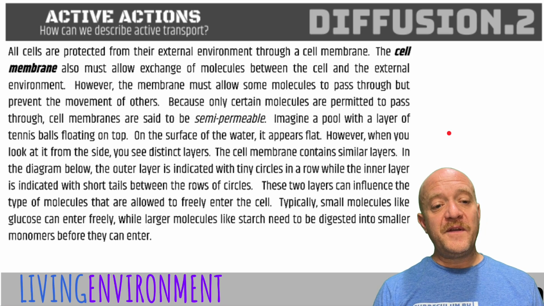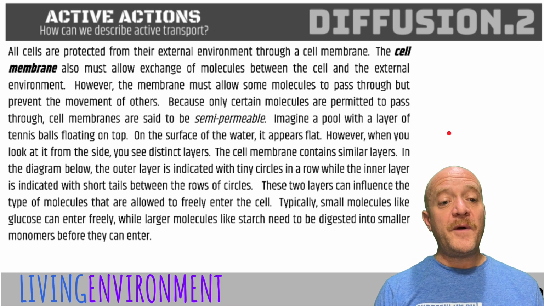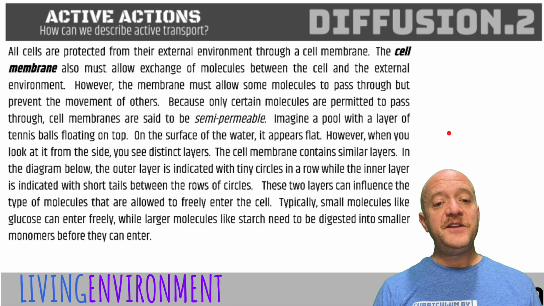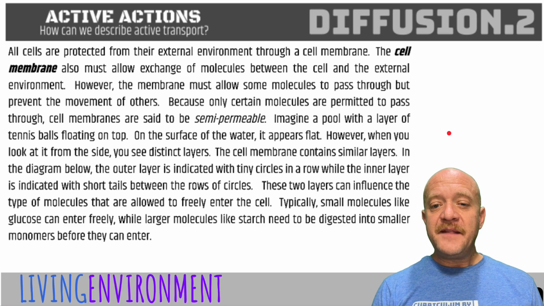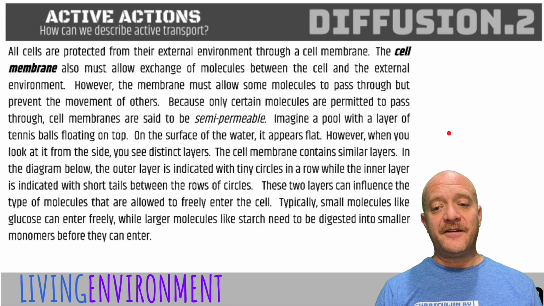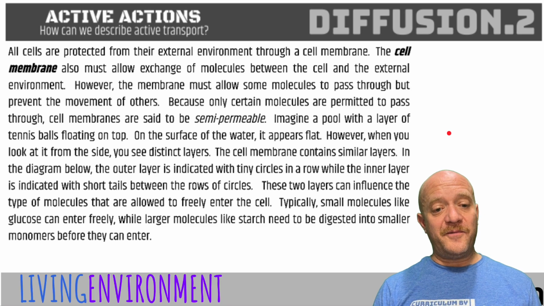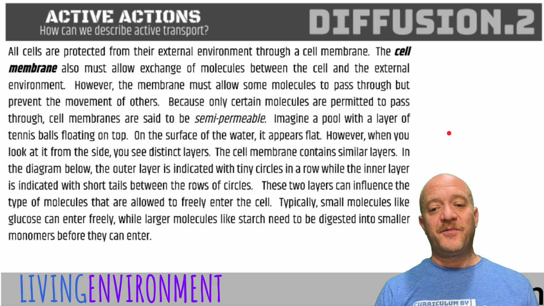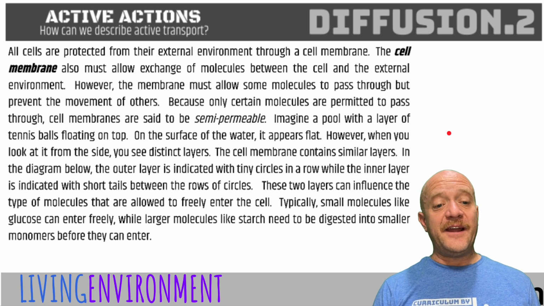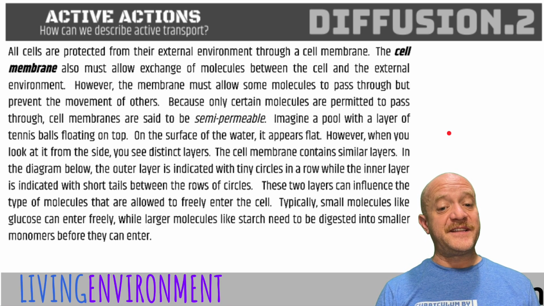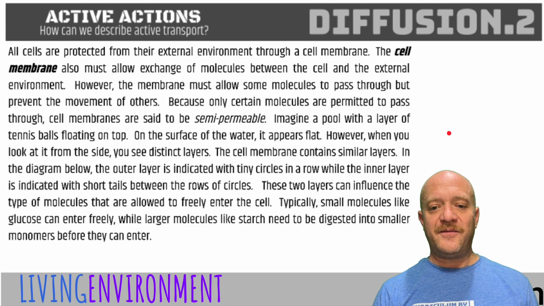Imagine a pool with a layer of tennis balls floating on top. On the surface of the water, it appears flat. However, when you look at it from the side, you see distinct layers. The cell membrane contains similar layers. In the diagram below, the outer layer is indicated with tiny circles in a row, while the inner layer is indicated with short tails between the rows of circles. These two layers can influence the type of molecules that are allowed to freely enter the cell.